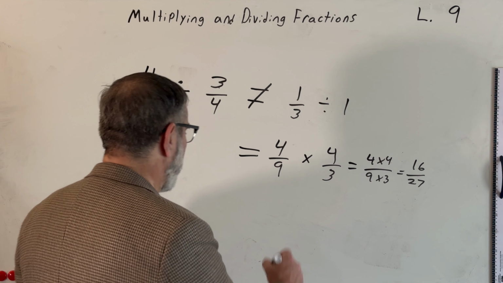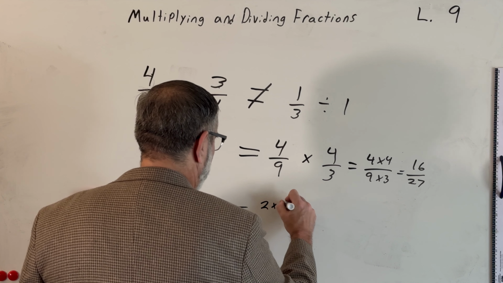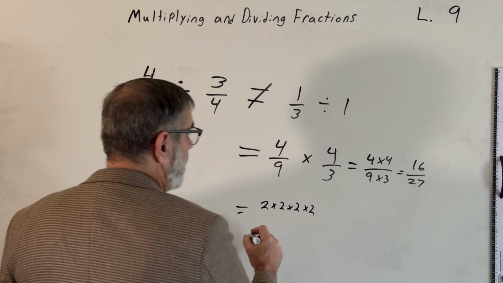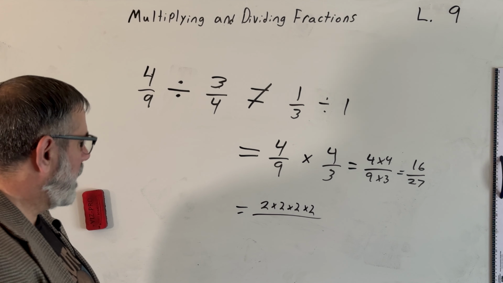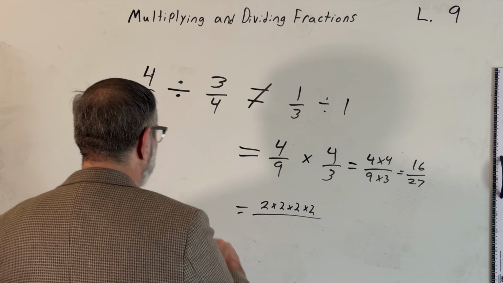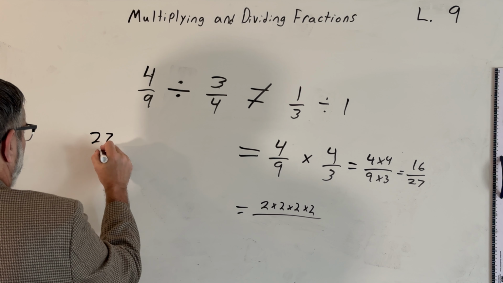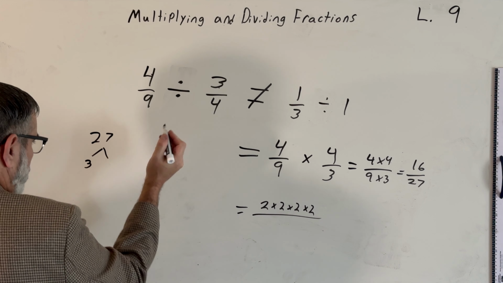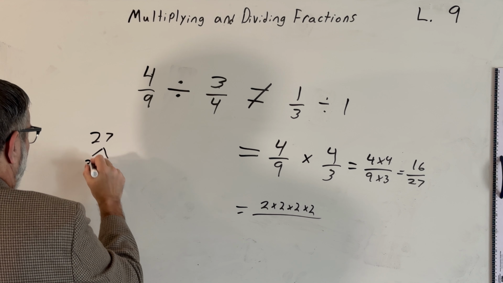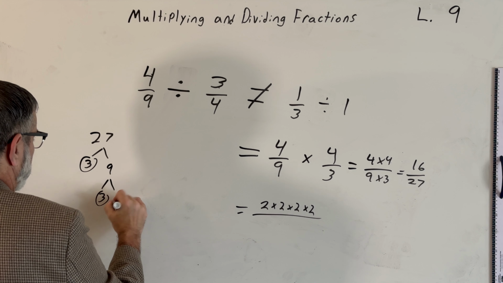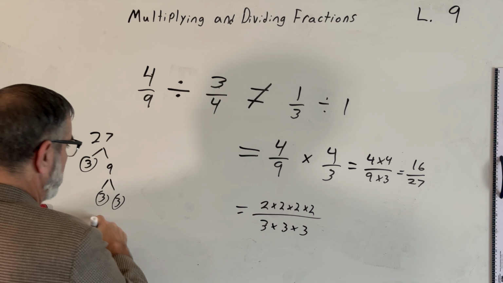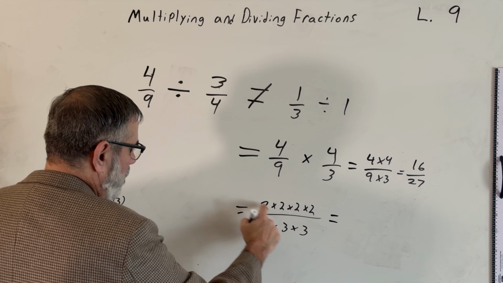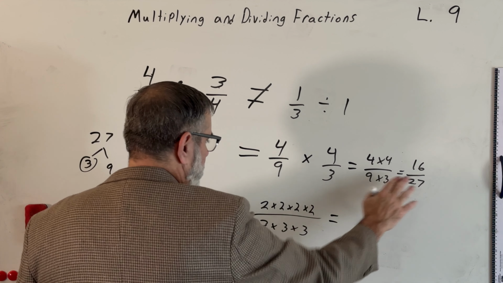You don't believe me? Well, then let's just write its prime factorization. 16 is 2 times 2 times 2 times 2. That's 16, yes? And 27, how does that factor? 27 is 3 times 9, which is 3 times 3. There are no 2's in it because it's an odd number. And so that's 3 times 3 times 3. Yes, I see. There's nothing in the numerator that can cancel in the denominator. So this is reduced.